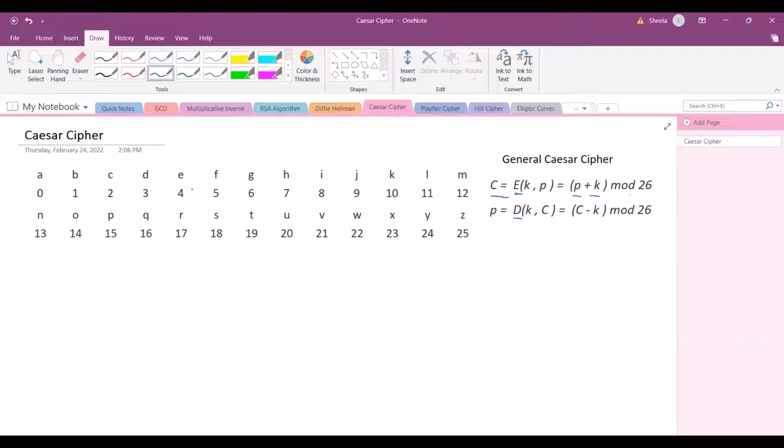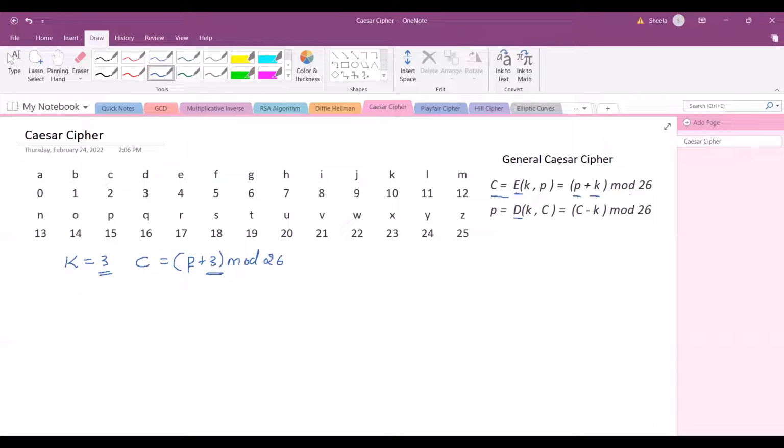Now if I want to consider the actual Caesar cipher, the value of K will be 3. So according to that, I can express ciphertext as C equals P plus 3 mod 26. This was the key used by Julius Caesar. As a result, we consider this as Caesar cipher.